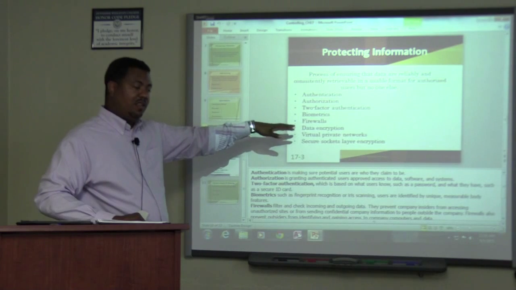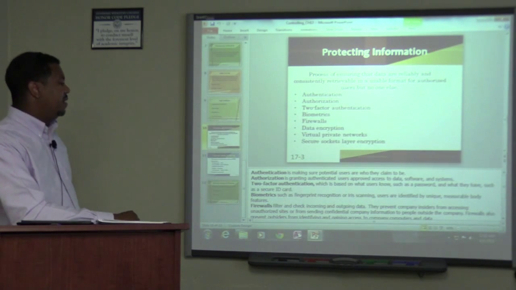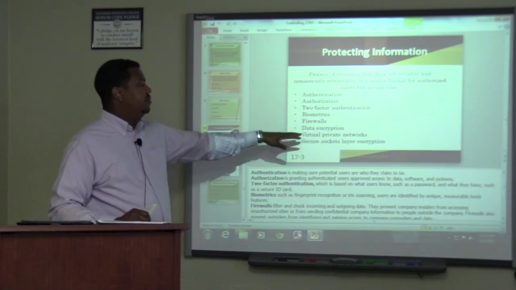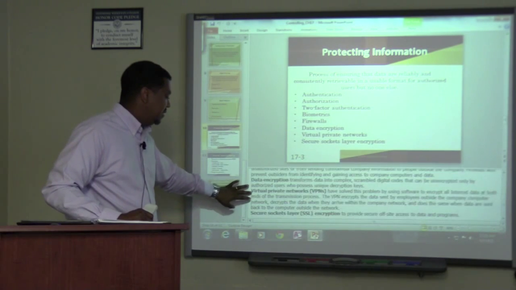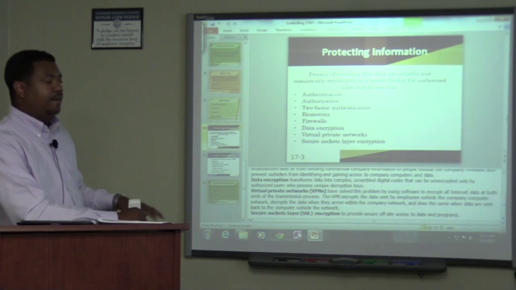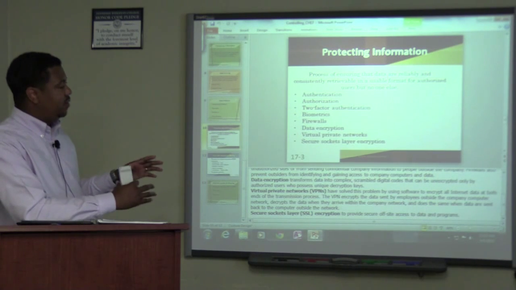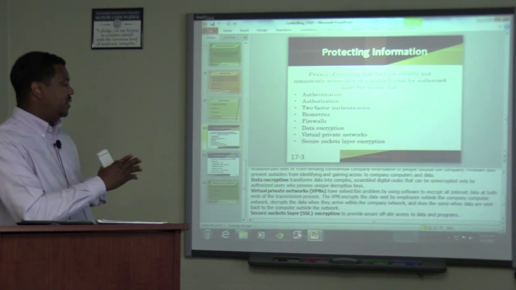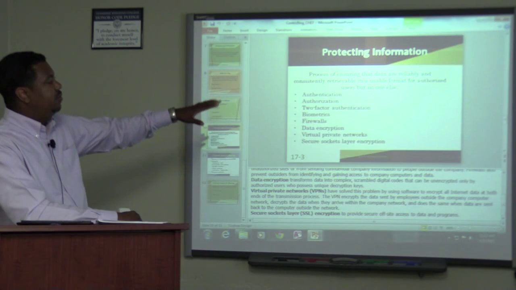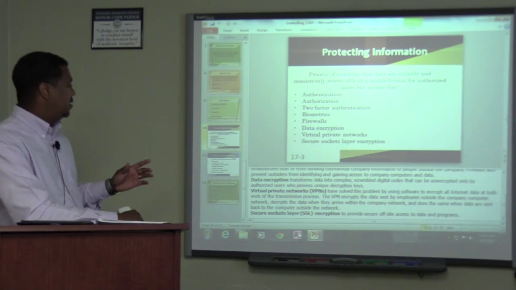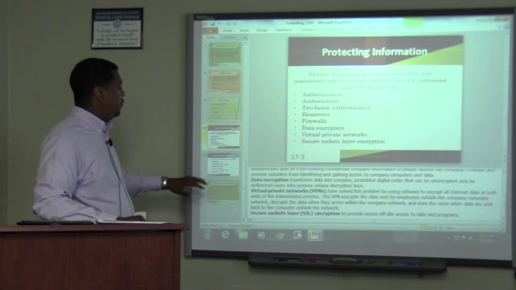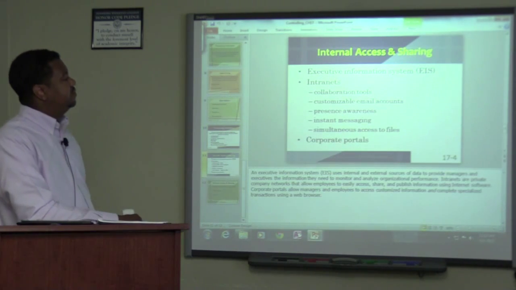Firewalls are a good way to keep other individuals from using company information or accessing unauthorized information. Your VPN, your virtual private network, is a good way for employees to access company information from different locations and be able to communicate it as well. So these are good ways to think about how you protect organizational information as you move forward.